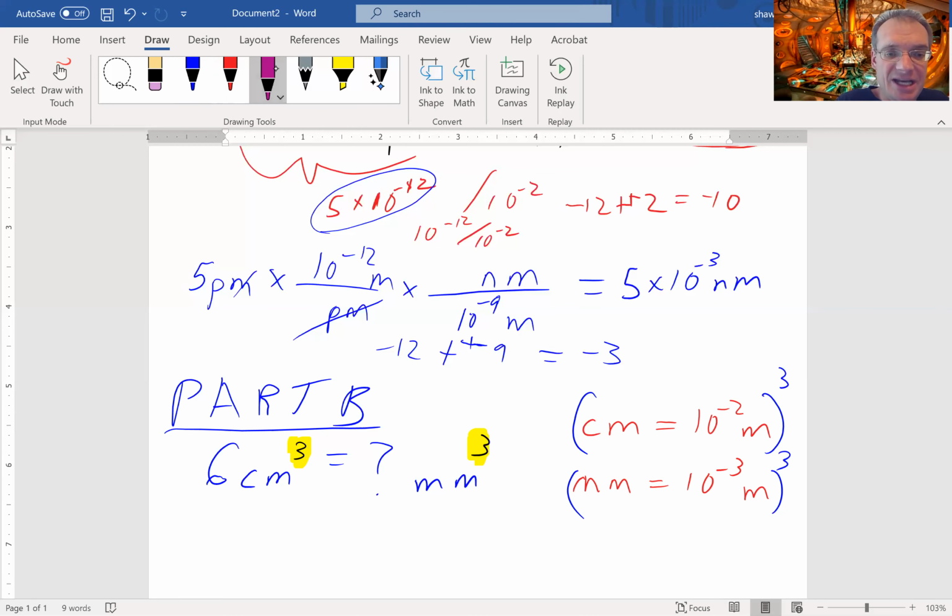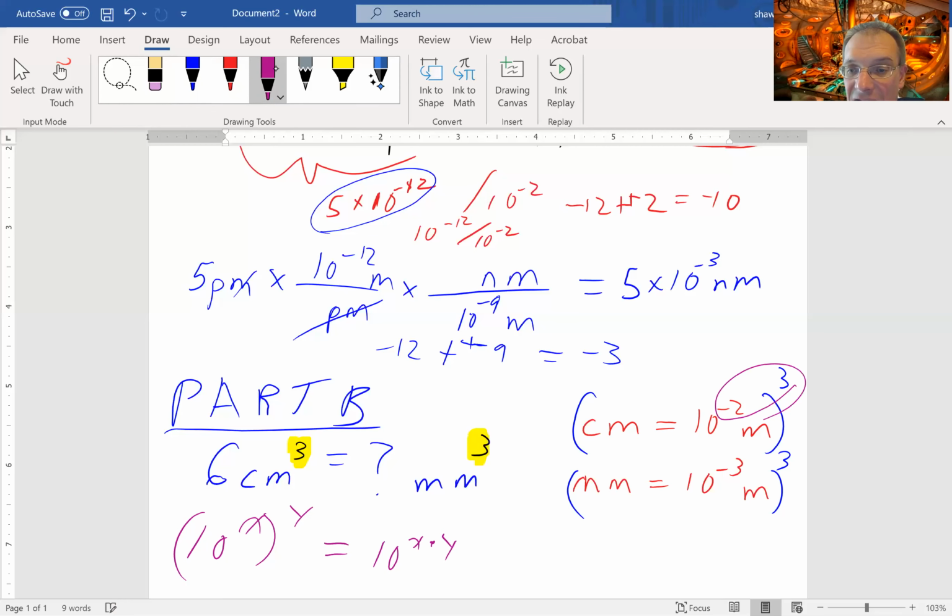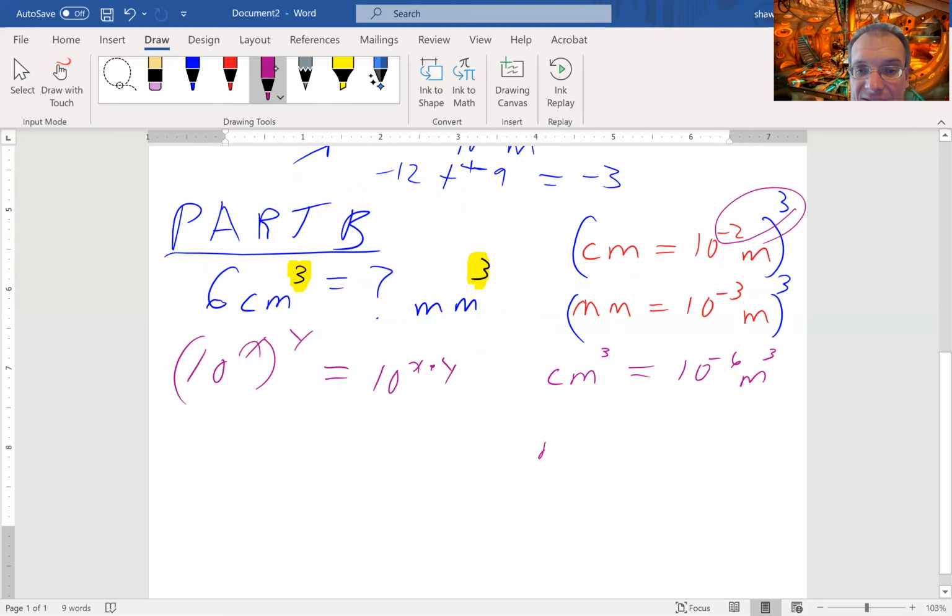Algebra moment of the day. Remember, 10 to the x power raised to the y power is 10 to the x times y power. So negative 2 times 3 is negative 6. So a cubic centimeter is 10 to the negative 6 cubic meters. And negative 3 times 3 is negative 9. So a cubic millimeter is 10 to the negative 9 cubic meters.